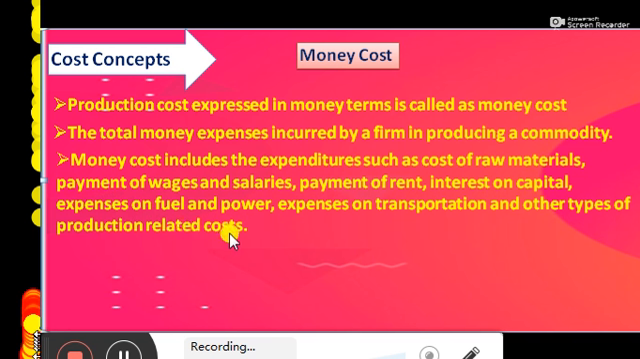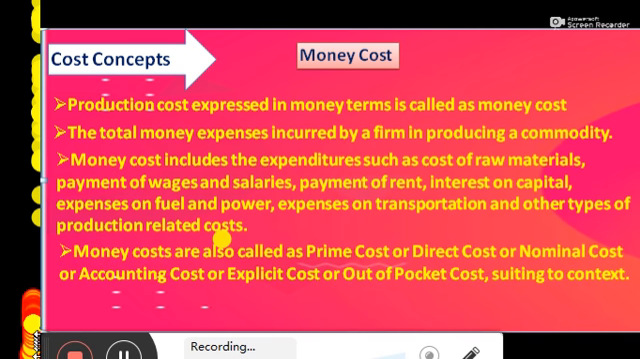Okay, so while we discuss money cost under the concept of cost, you have to write this one. Money cost in the sense is the expenses incurred in money terms. Next, money costs are also called prime cost or direct cost or nominal cost. So dear students, you have to write down this one because this may be asked in questions.